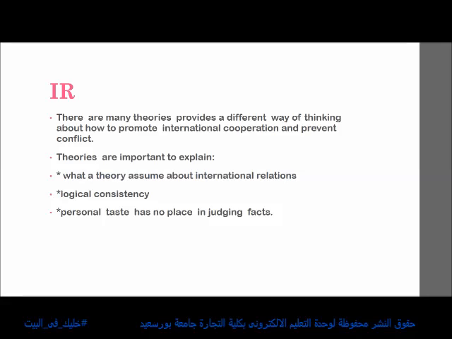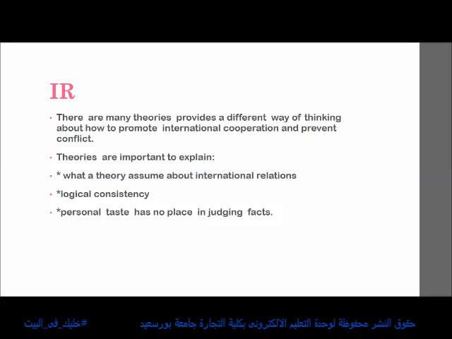in your career if you are really studying politics. There are many theories that provide different ways of thinking about how to promote international cooperation and prevent conflict, like power transition, balance of power, arms race, deterrence. Theories are important to explain what the theory assumes about international relations, logical consistency, that you really need to keep consistent in the explanation of each theory.